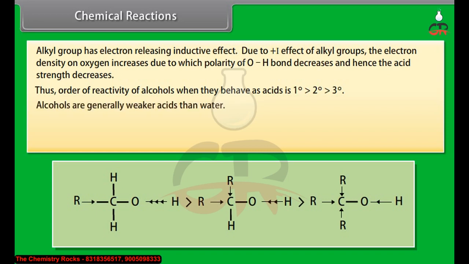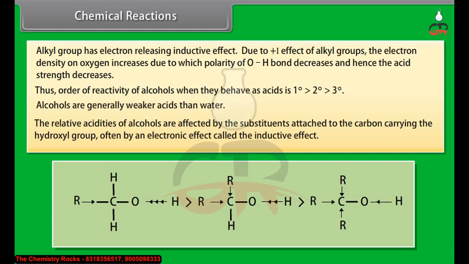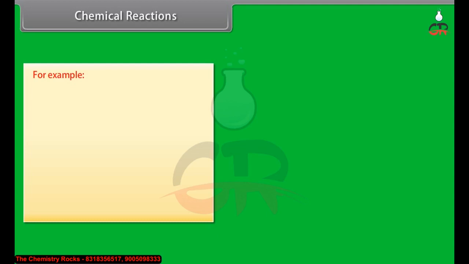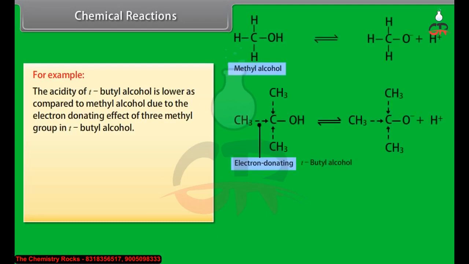Alcohols are generally weaker acids than water. The relative acidities of alcohols are affected by the substituents attached to the carbon carrying the hydroxyl group, often by an electronic effect called the inductive effect. For example, the acidity of tert-butyl alcohol is lower as compared to methyl alcohol due to the electron-donating effect of 3-methyl group in tert-butyl alcohol.